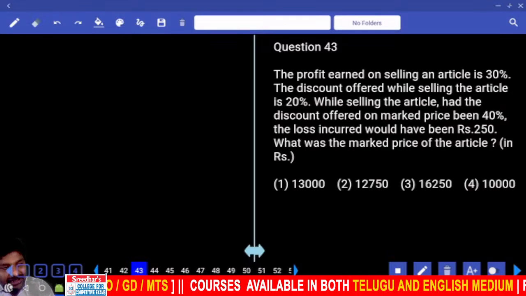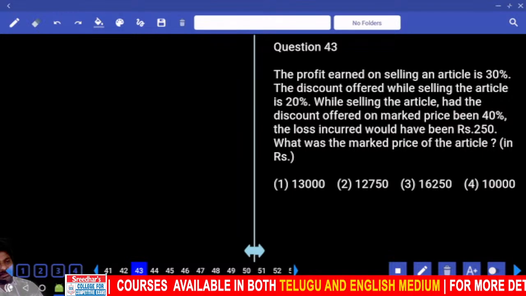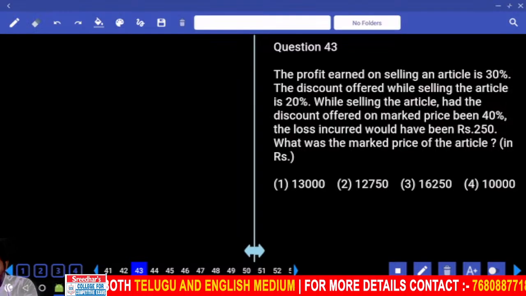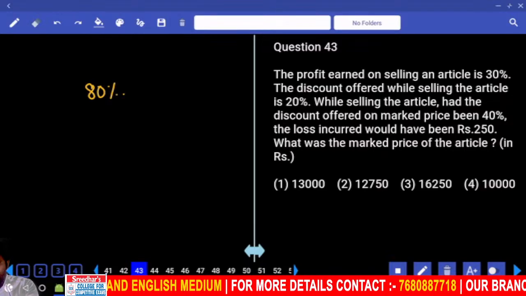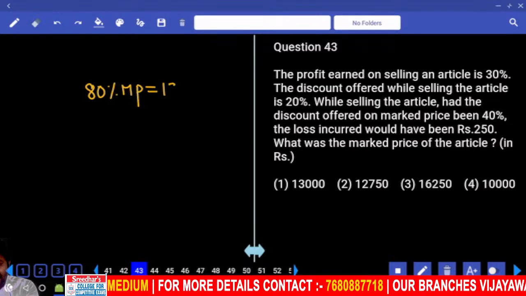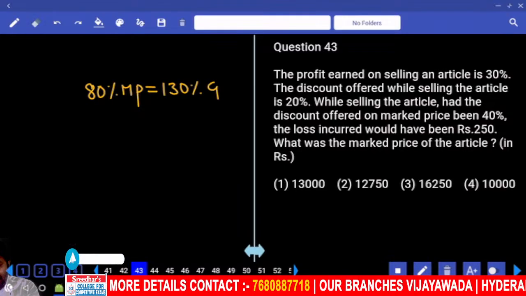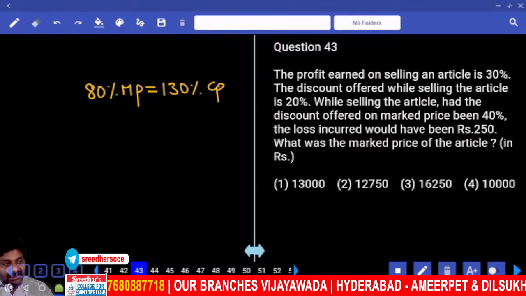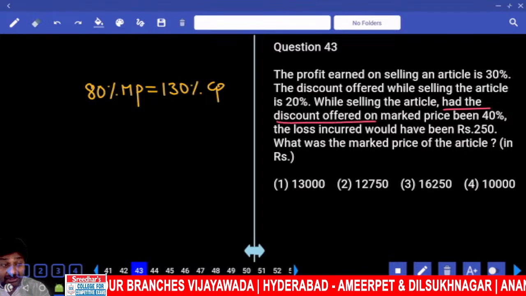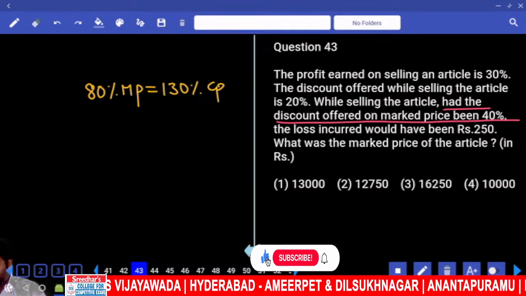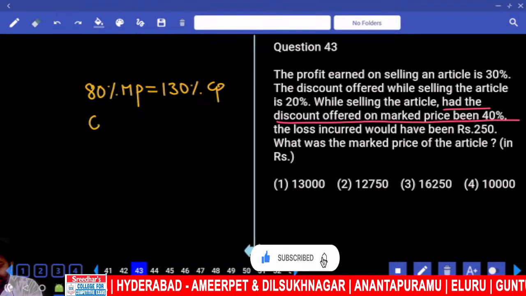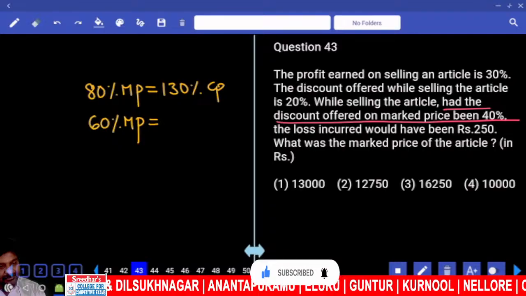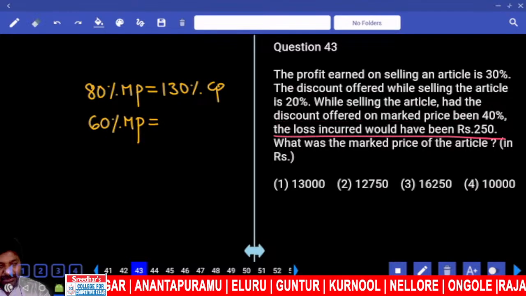Right. Profit earned on selling an article is 30%. The discount offered while selling the article is 20%. When you give a 20% discount, we will sell the item at 80% of the market price. In that case, there is a profit of 30%, so that will be equal to 130% of cost price. Clear? While selling the article, had the discount offered on the market price been 40%, if the discount percentage is 40%, we will sell the item at 60% of the market price. The loss incurred would have been 250 rupees.